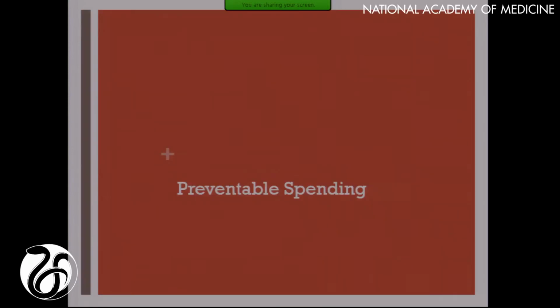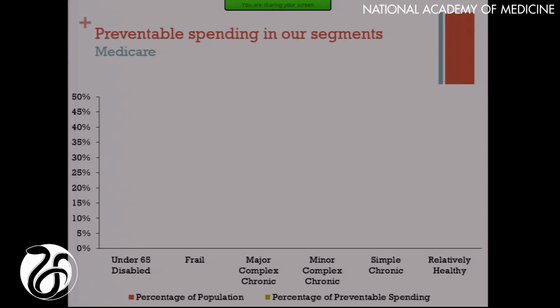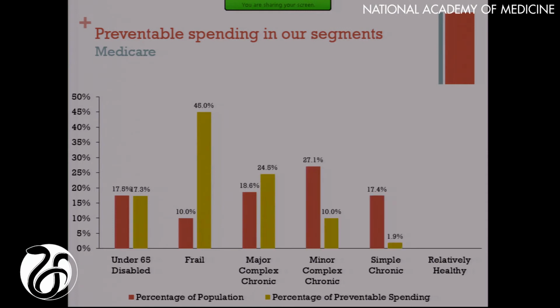Last slide on data. Preventable spending, again, this is Medicare only. We looked at, there are lots of ways of defining preventable. We looked at ambulatory care spending, ambulatory care sensitive conditions, and I just want to show you one set of data here. Let me just go through this quickly.